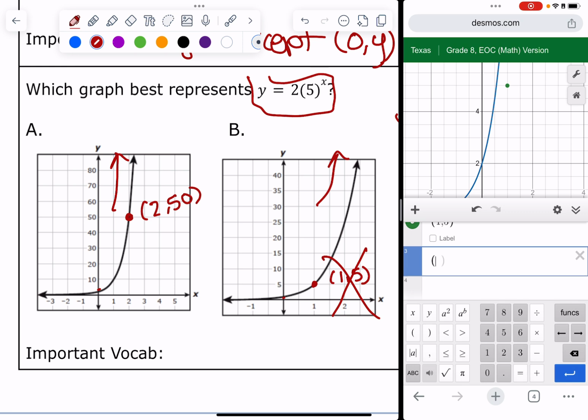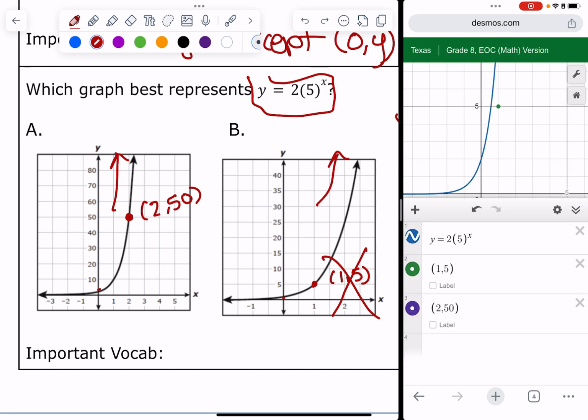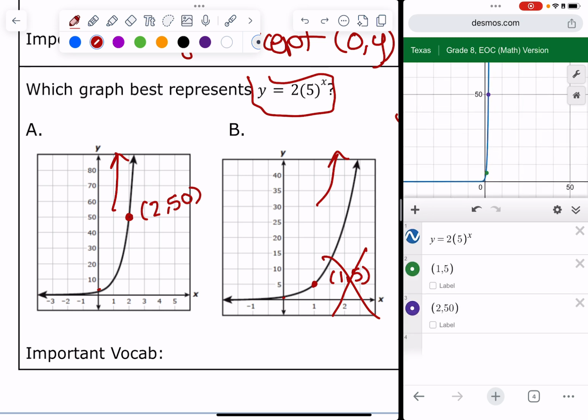Okay, now I'm going to put in the next one. (2, 50). Now, if I zoom out and I try to find that purple point, right there, it does touch. The blue does go through the purple point. So this one is good. So my answer would be A.